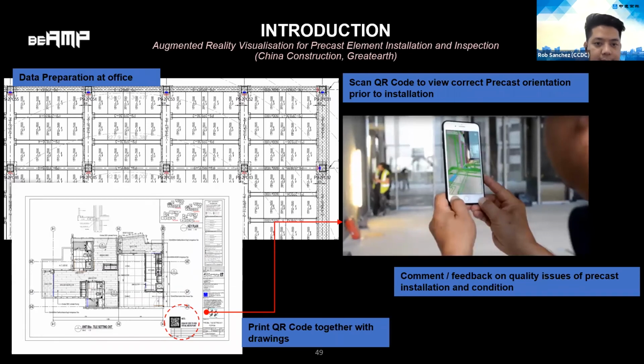Ideally, all of the data will be prepared, where we have the correct orientation of all of the precast elements, given the locations. Within the shop drawings that we have, we can include the QR code. Once we scan the QR code, we can see the model augmented within the real world using our cameras or tablets. And then maybe we could potentially do comments and feedback as well in the future.